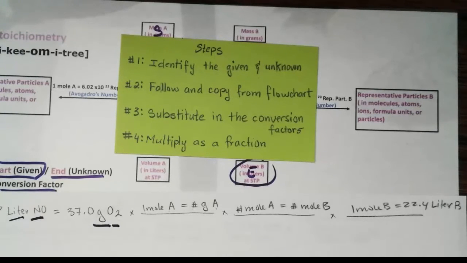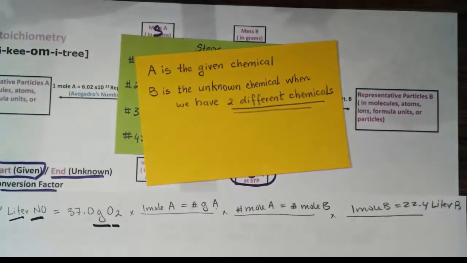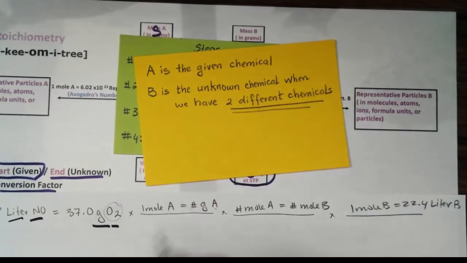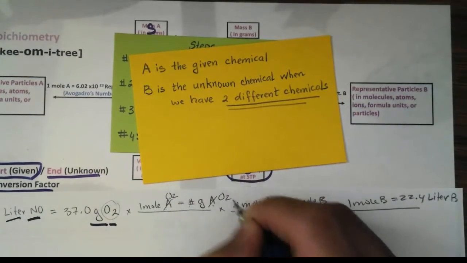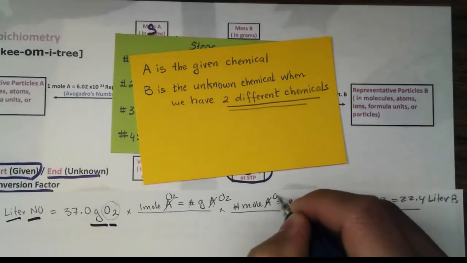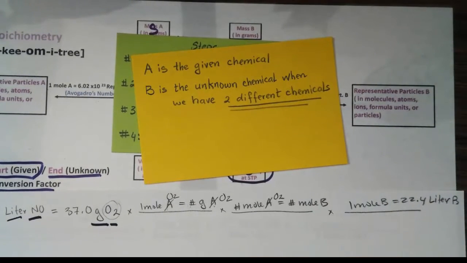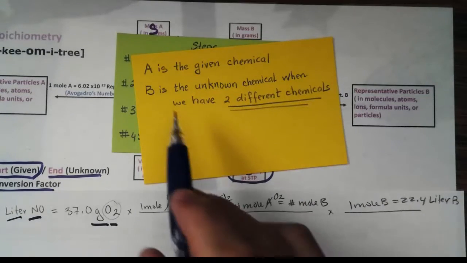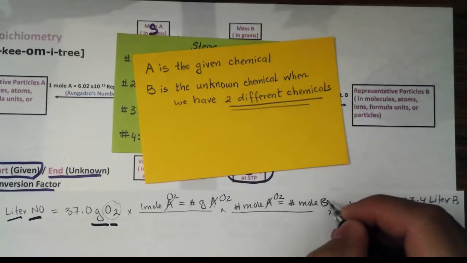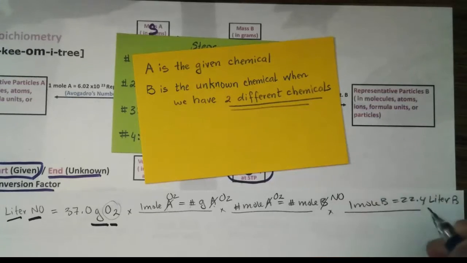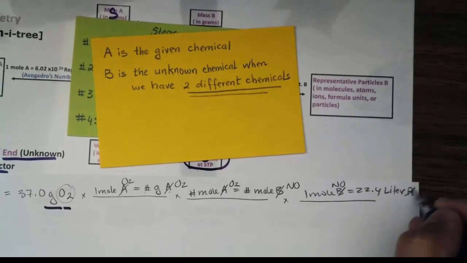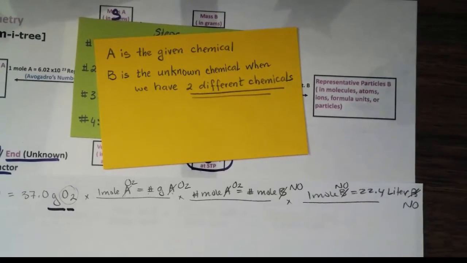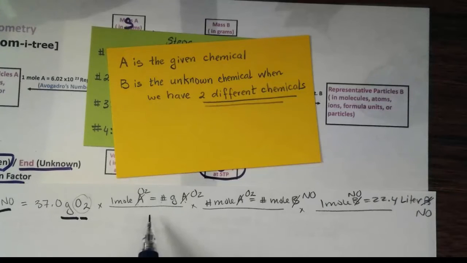First of all, we go back and look at this, and we know that A is always the given chemical, so the given chemical is O2. So I'm going to look for all the A and put O2 right next to it. And I substitute in A equal to O2. That's easy. And B is the unknown chemical, so in this case, every time I see B, I put NO. That's easy.